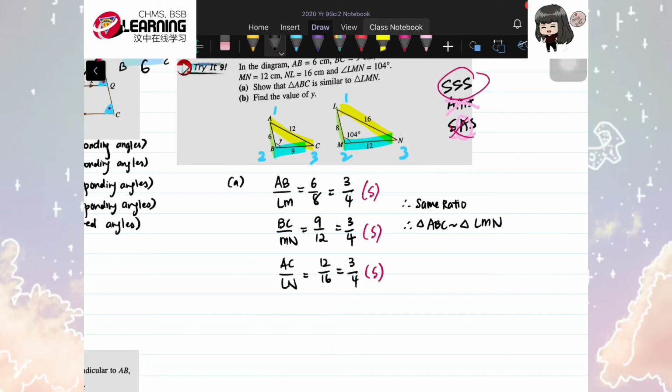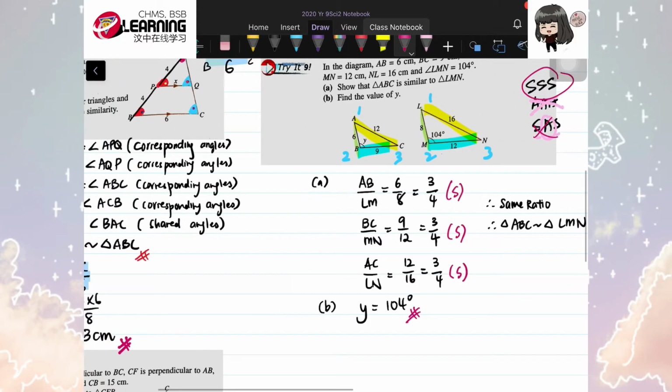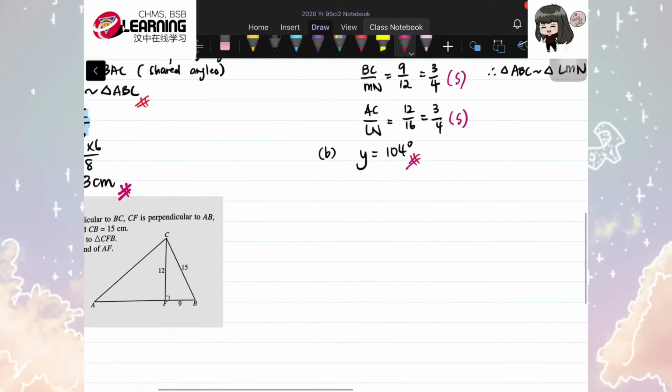Now since they are similar, we can say that the angles are equal. So the value of y will be equal to 104 degrees, because in similar triangles we have equal angles. So we have done our Try It 9.